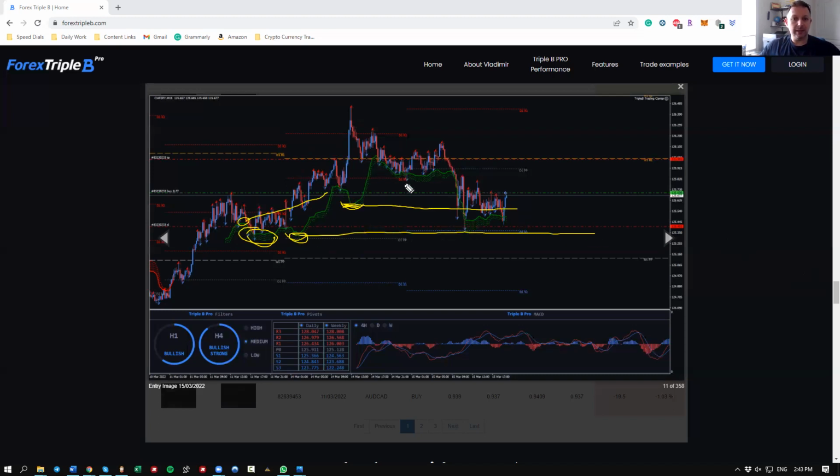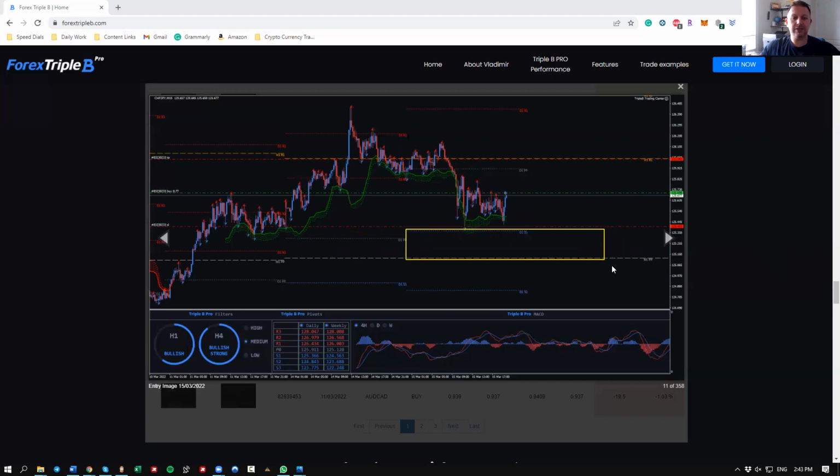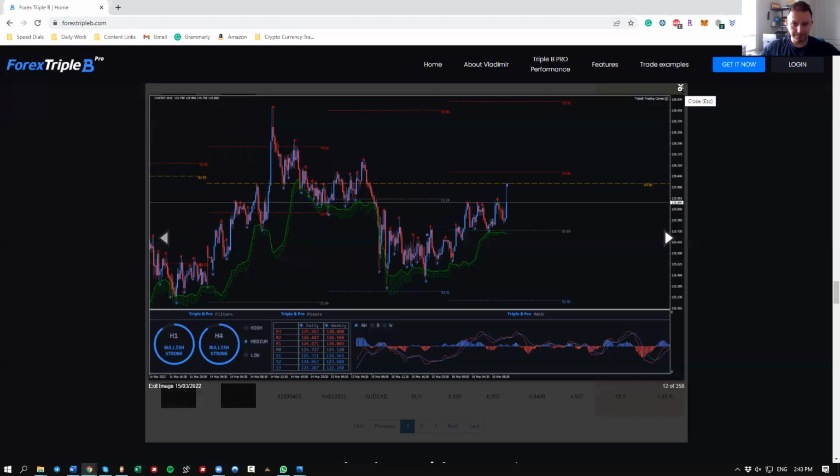Now this becomes a support and this becomes a support. Okay? And what do you think happens when we reach the supportive zone that was created not just by the price, but also by the Bollinger, and created these bounces? This becomes a massive supportive area. Now, add to that the automatic pivot level included in the Forex Triple B, and you get yourself a trading zone. So from here, we are waiting for the higher highs. And as soon as it happens, this becomes a buy.